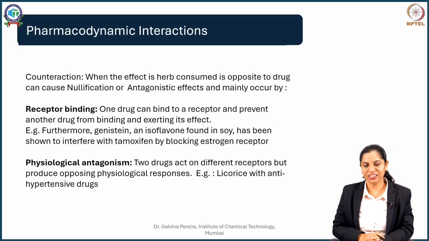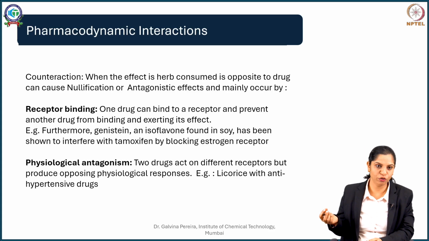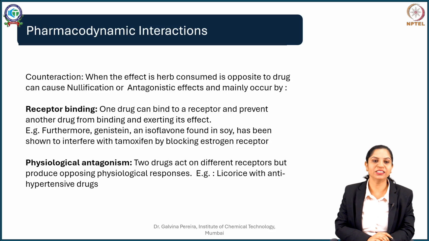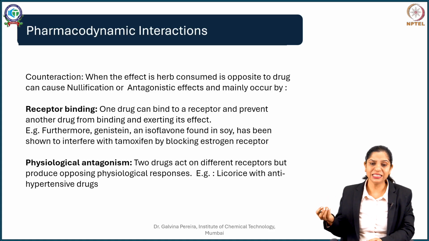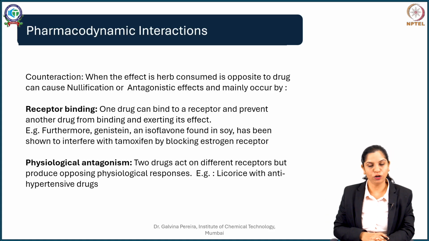Now these strategies, like I said, can involve receptor binding, competitive, uncompetitive as well as non-competitive forms. Examples of this include genistein. Now genistein structurally is known to mimic estrogen. People who have breast cancer often take a drug called tamoxifen, and that is known to bind to the same estrogen receptor.